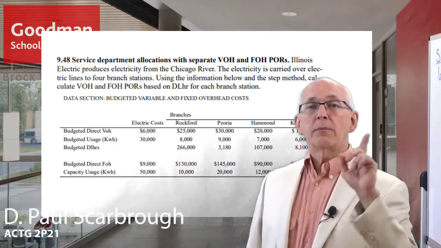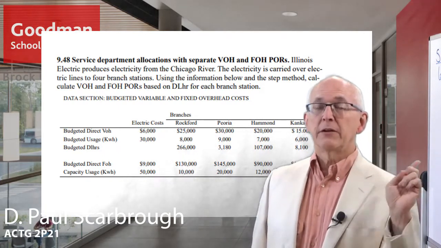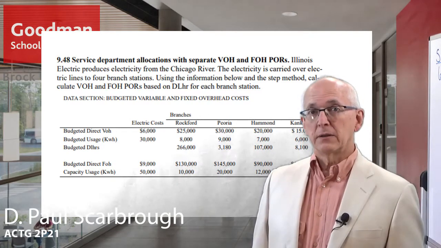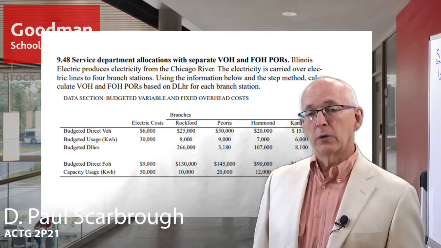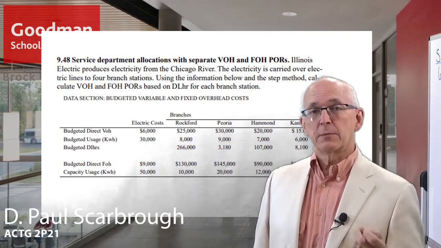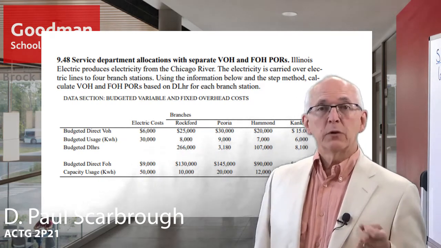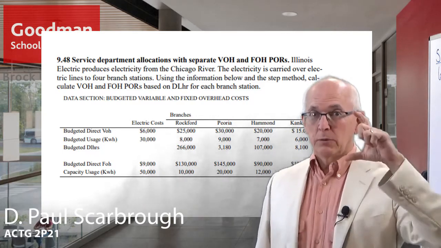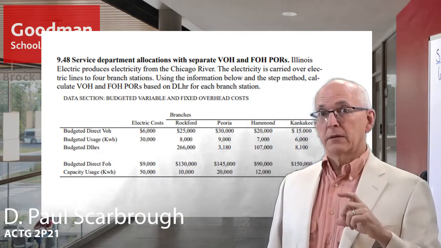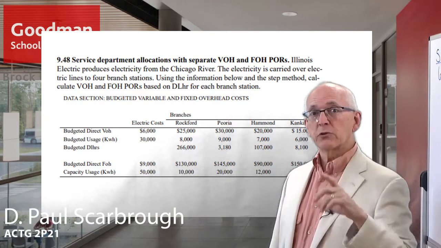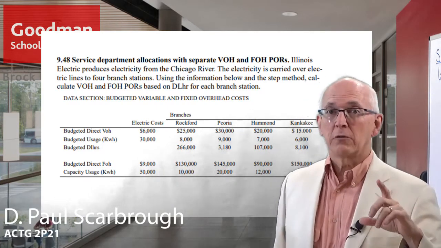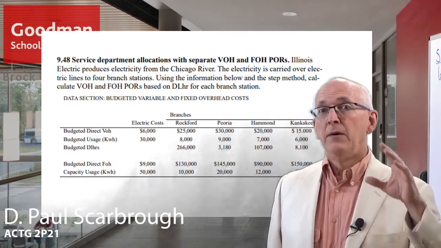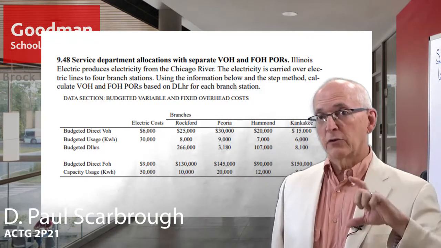So that other problem that we just did, problem 9.3, the opening problem where we did the direct step and reciprocal method, if we were going to do that based on fixed and variable costs, it would be 2 schedules, not 1. If we're doing 1 schedule, that means we're doing TOH-POR, total overhead, predetermined overhead rate. So we're doing it on 1 schedule.